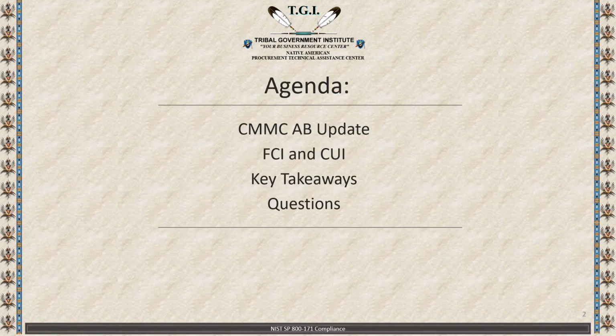Today's agenda. We're going to start with an update from the CMMC accreditation body and then go through the main topic, which is aimed at taking a closer look at federal contract information and controlled unclassified information. We'll go over a few key takeaways, and we'll have some time for questions at the end of the discussion. Most of the points of discussion today were originally presented by the director of the CMMC accreditation body.